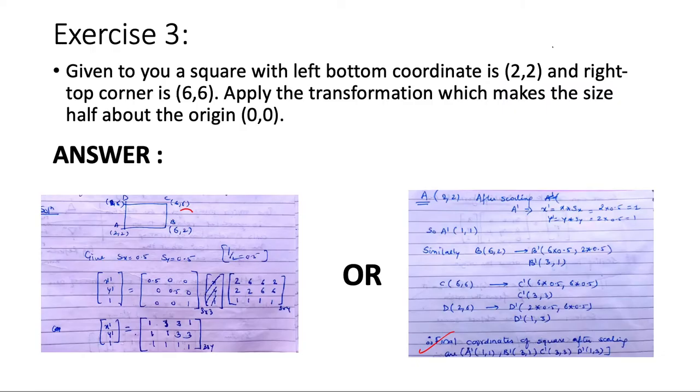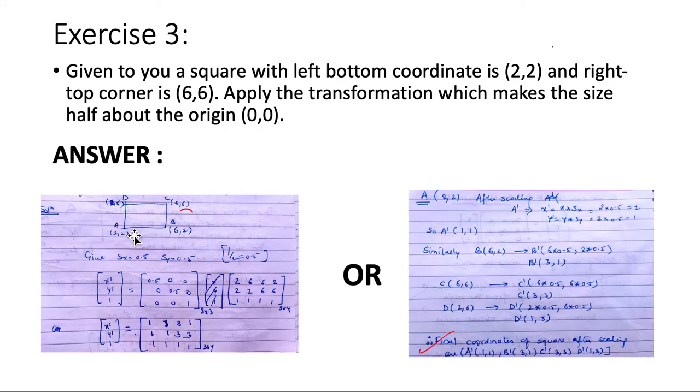Now this is our example, the exercise here. Let's say I'm giving you a square with the bottom left at coordinate 2, 2 and the top right at 6, 6, then apply the transformation which makes the size half about the origin 0, 0. So in this example, we are applying the scaling at the origin 0, 0. If you draw this square, you will get it as in this picture.